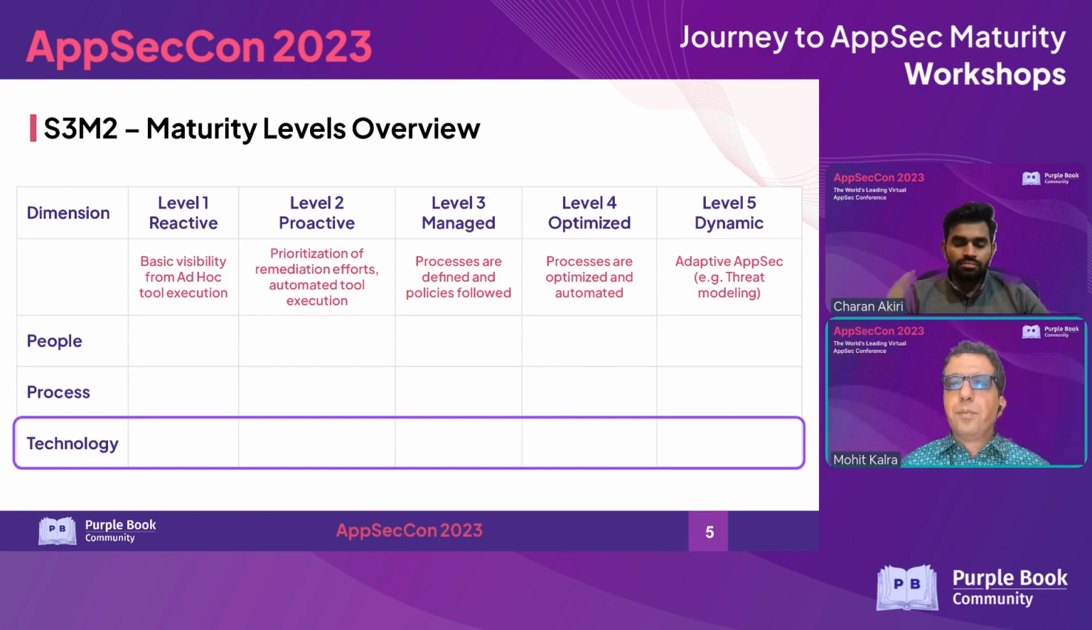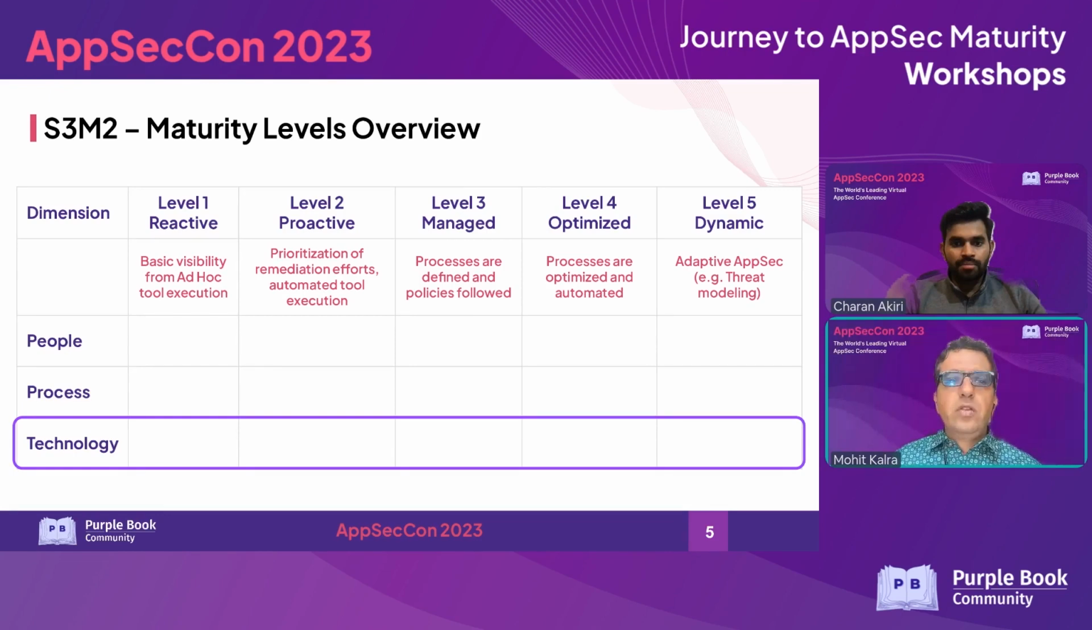Also, if you see this diagram over here, you will notice that this S3M2 model is a very multi-dimensional model. The dimensions are people and process, which have been covered in other workshops, and technology, which is the workshop that you're attending right now.